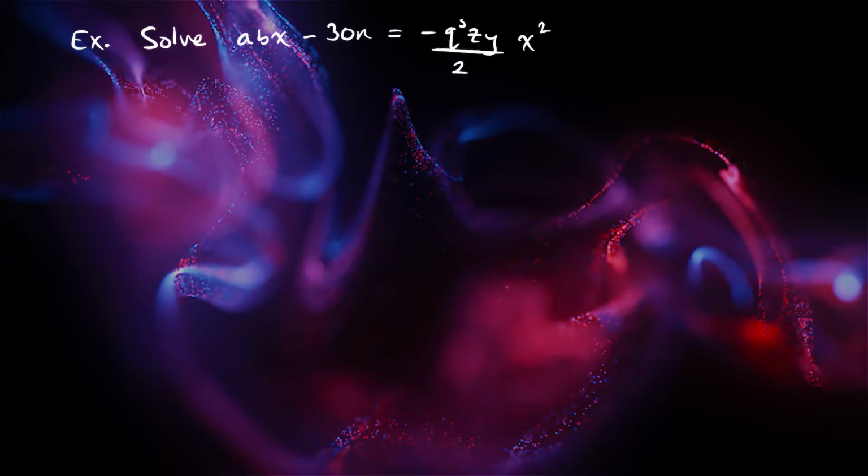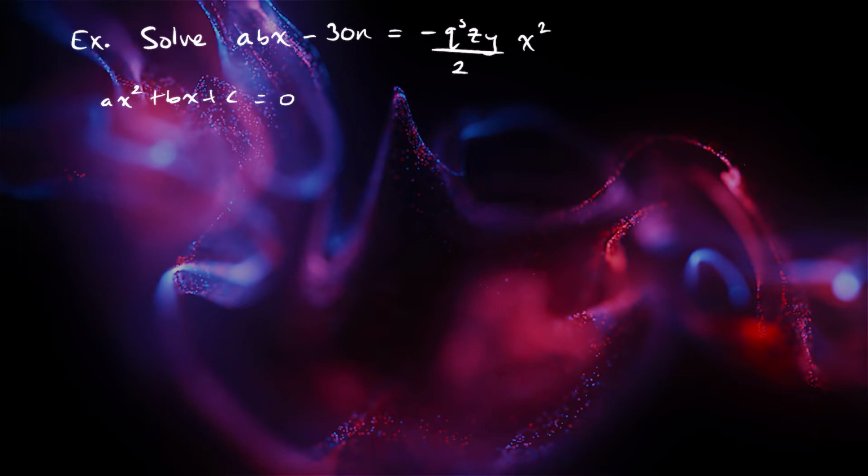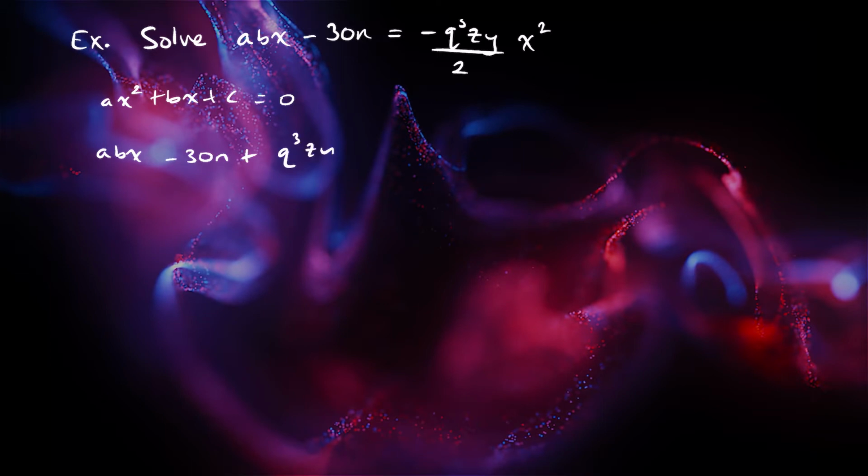So first thing we need to do is get it into ax squared plus bx plus c is equal to 0 form. Now, as you can see from here, we definitely don't have it in that form. So let's rearrange our equation to get everything onto the left-hand side. So this is going to be abx minus 30n plus q cubed zy over 2x squared is equal to 0.